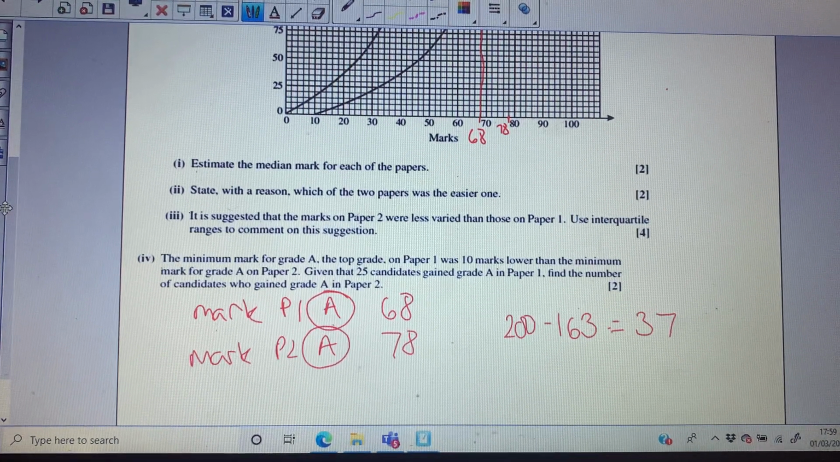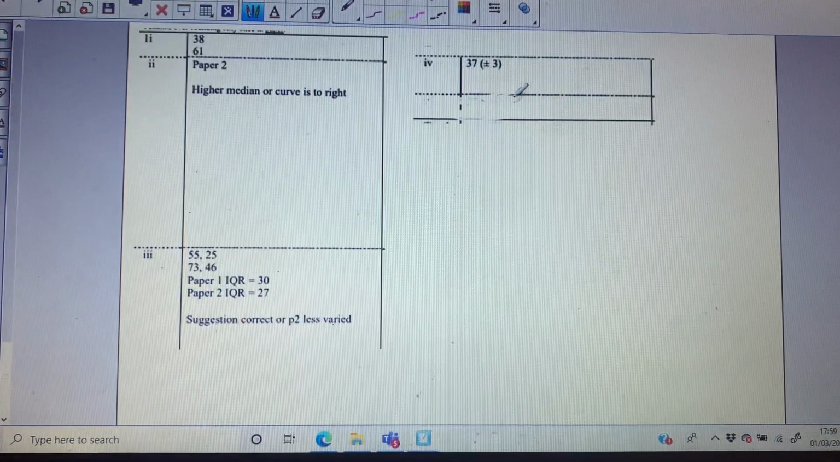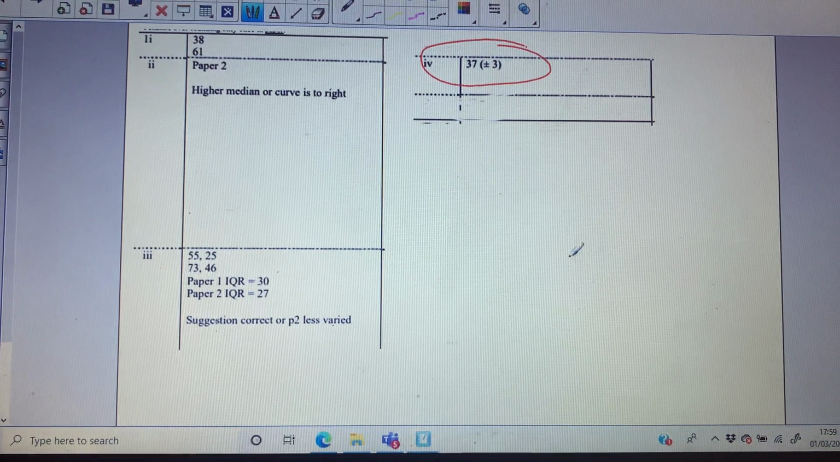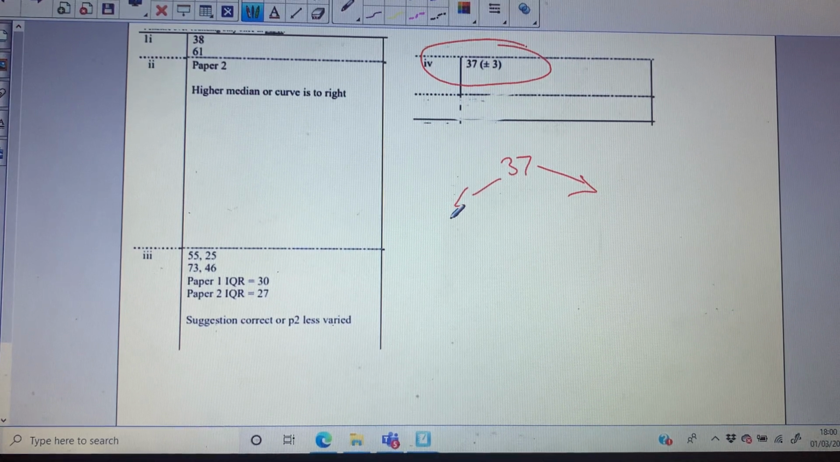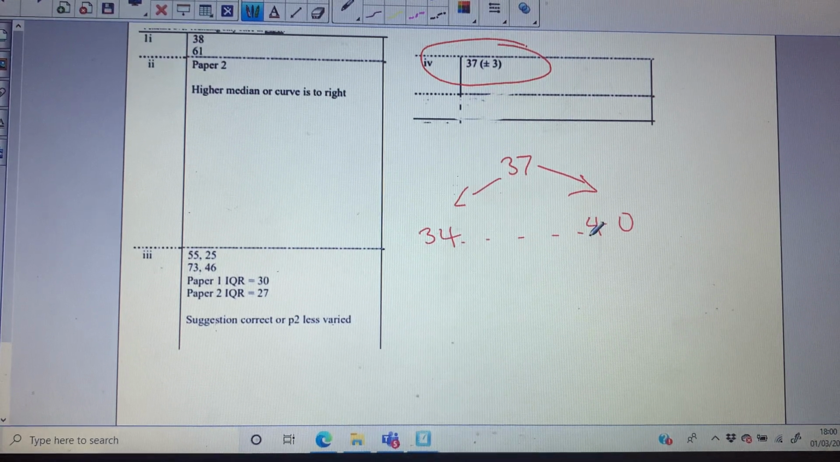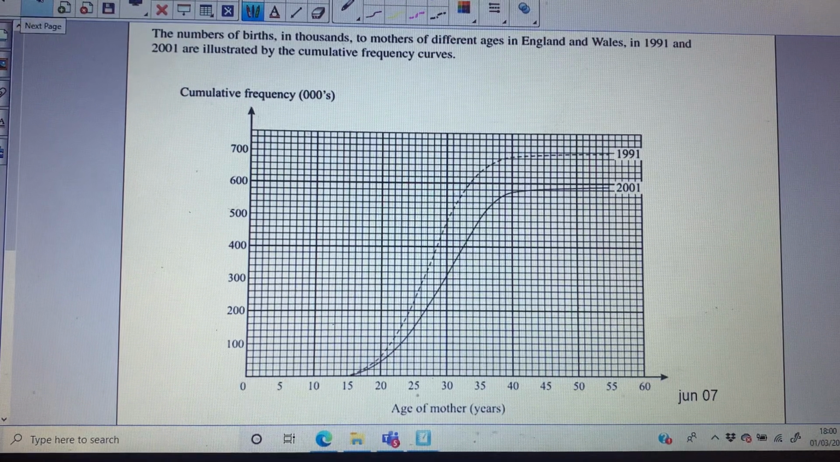So let's have a look at how they've marked that. Oh, 37, and can you see that they've been really nice? This is the thing with stats, why people love it. I love it, but some people are like, oh, why so generous? But 34 to 40, anything between there is accepted. Okay, right, we're going to leave that one.